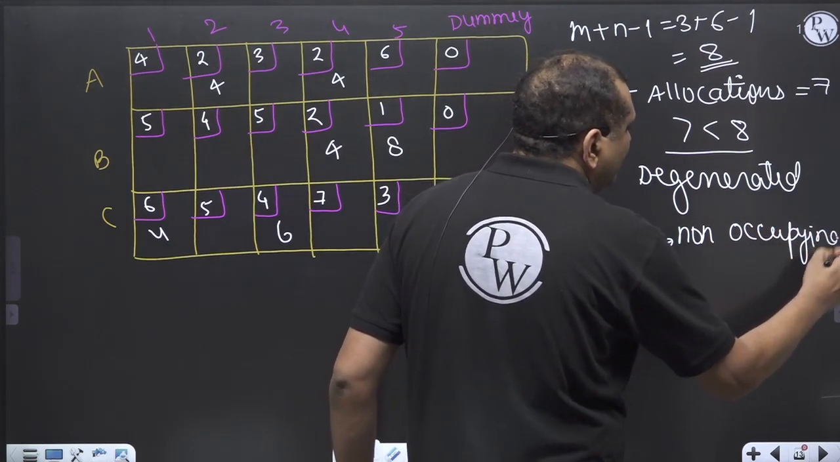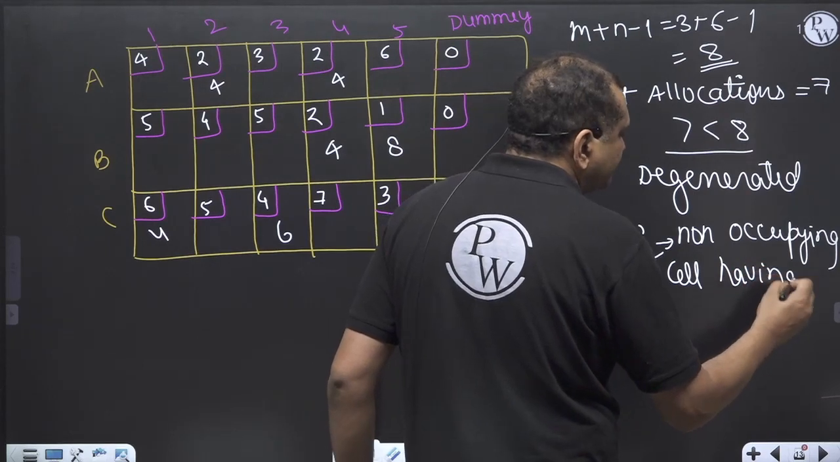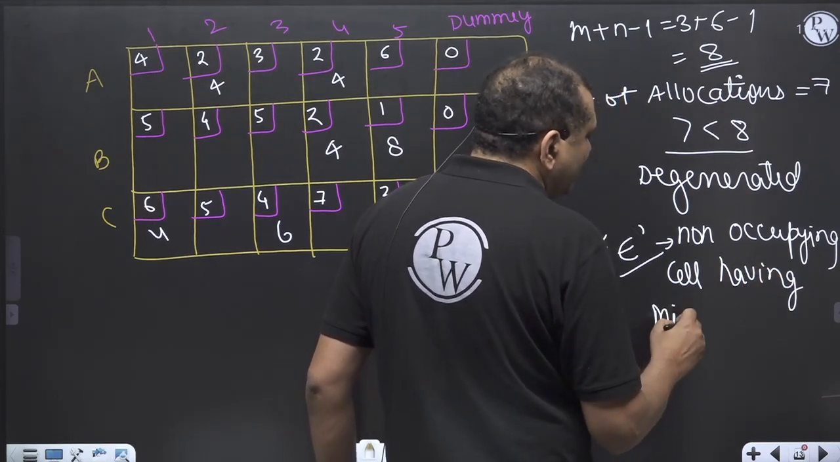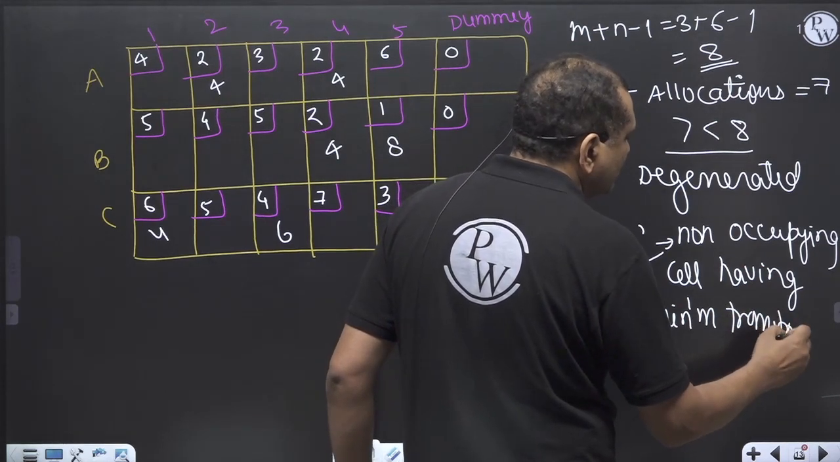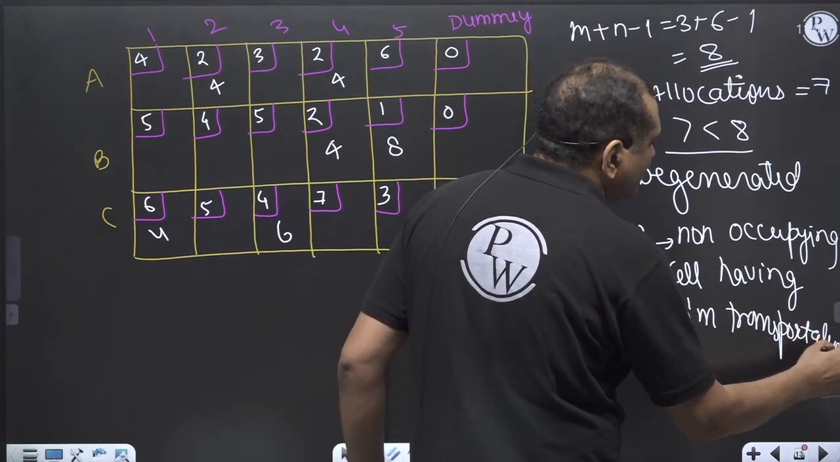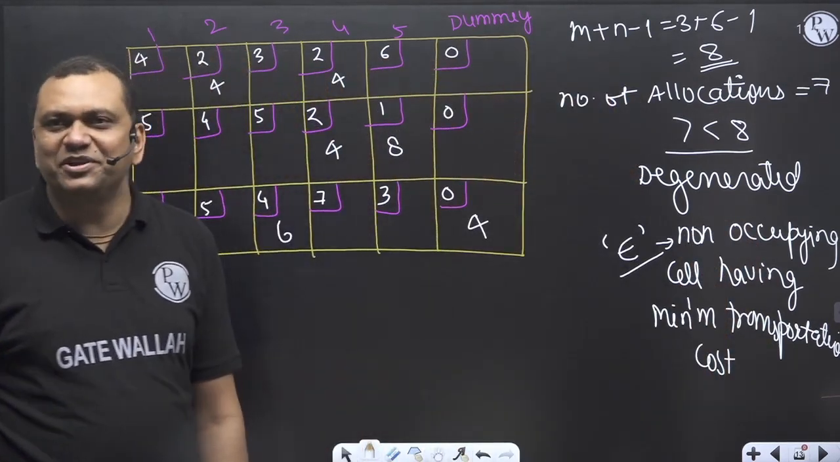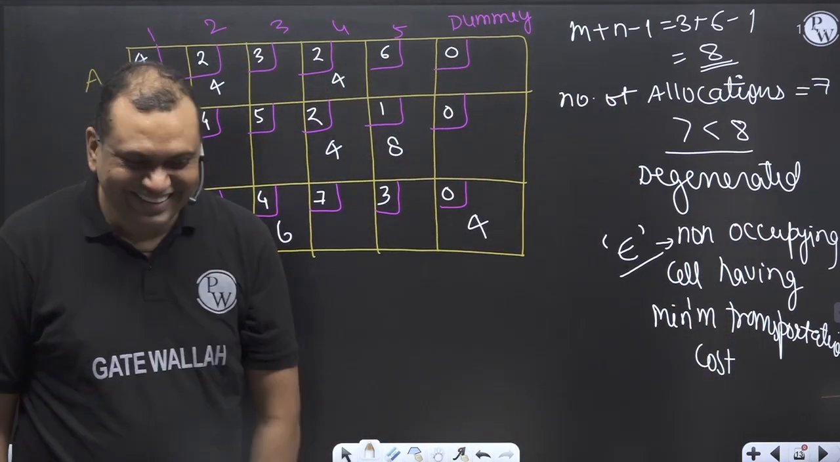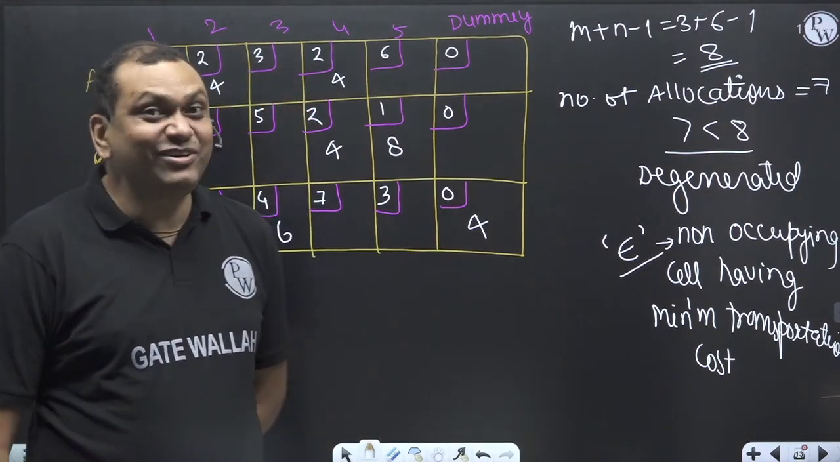To a non-occupying cell having minimum transportation cost. Now, you know, different works, there are different arguments. I will tell you the conclusion.